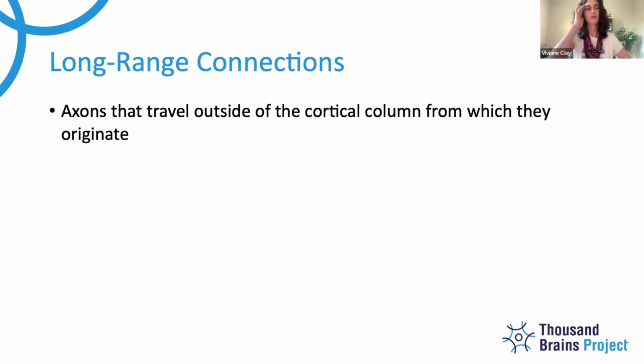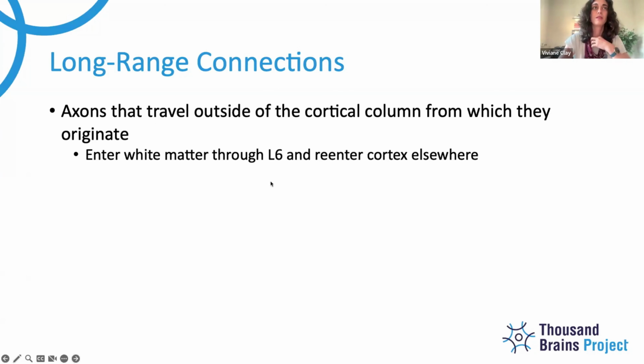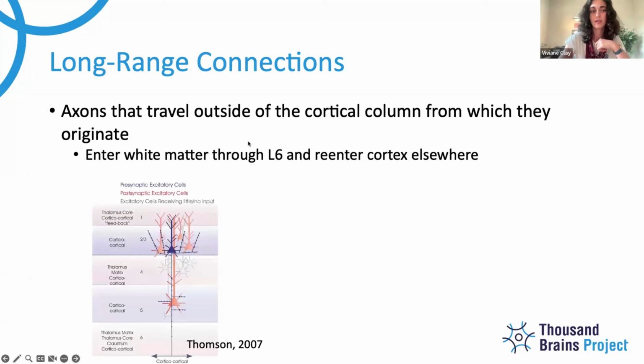So what do we mean when we talk about long-range connections? When we talk about long-range connections here, we're talking about axons that travel outside of the cortical column from which they originate. Every neuron connects to neurons within the column it originates in or has its cell body in, but then some of them send their axon outside of the bounds of the cortical column. And that can happen either by the neuron entering the white matter through layer 6 and then re-entering the cortex elsewhere.